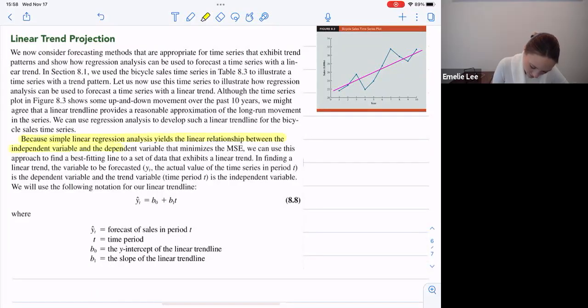We know from chapter 7, right, that I'll just go for it there.